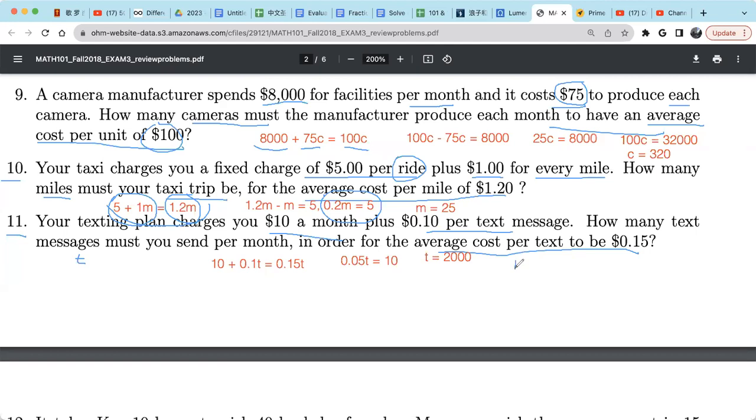Okay, if you want to divide both sides by 0.05, first we want to get rid of these decimals. How do we get rid of the decimals? We multiply by 100 over 100, because 0.05 times 100 is 5. So the denominator, when we multiply by 100, becomes 5. The numerator 10 times 100 becomes 1,000.